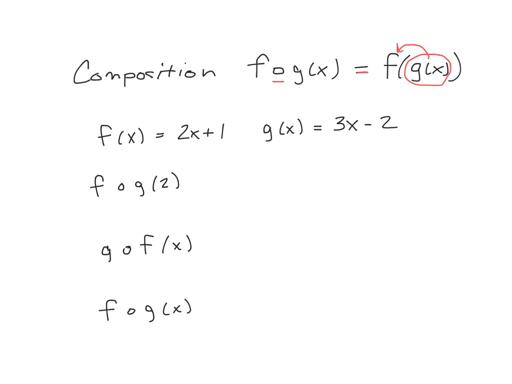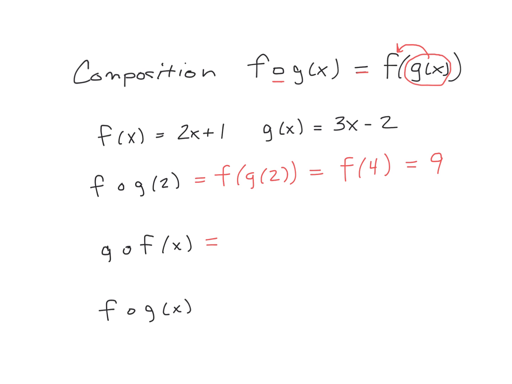So in this case, I have f of g of 2. I can do g of 2 first. So this is just putting 2 into g, which is going to be 4. 3 times 2 minus 2. Then I would do f of 4, which would give me 2 times 4 plus 1, which would be 9.